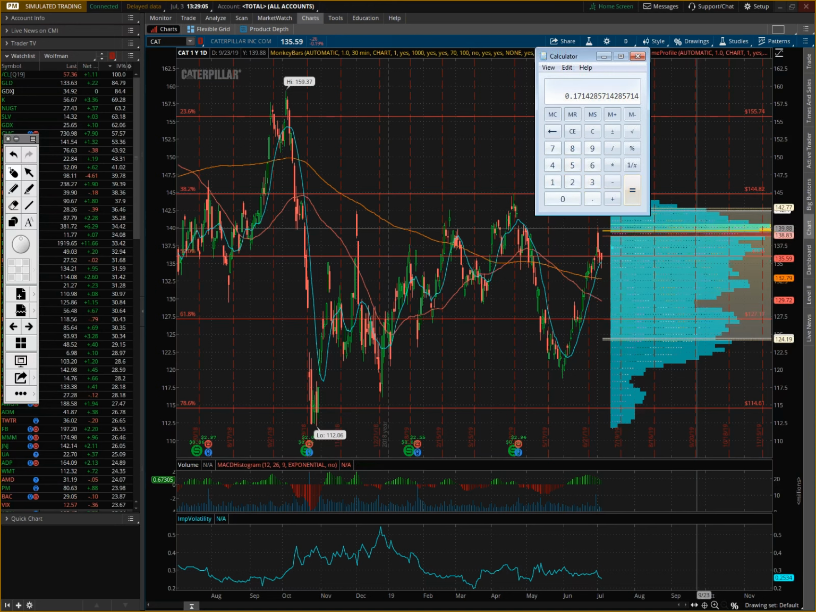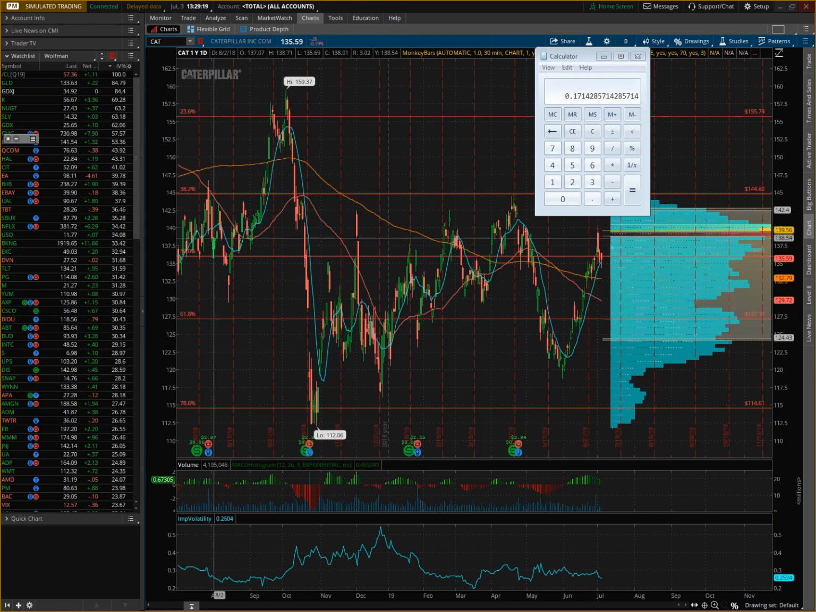6 divided by 35 is 17%. So 17th percentile. That tells us right now we're in the lower portion. I said we need to be above 50 for this kind of trade. But one of the things I want to show you real quick is Caterpillar here.